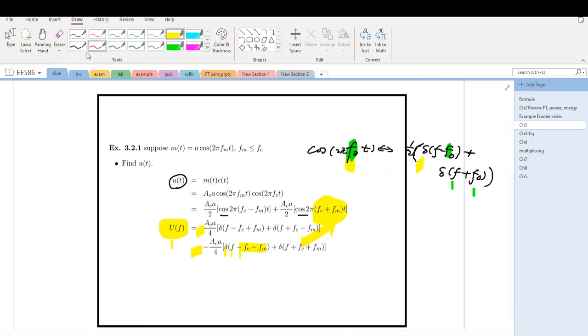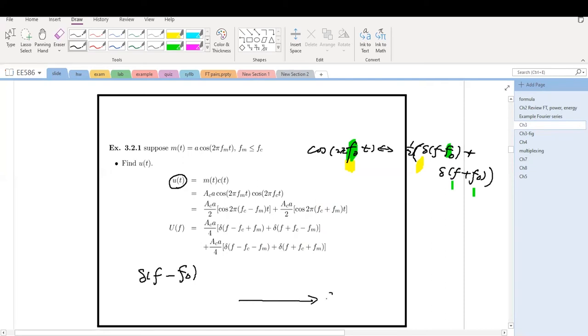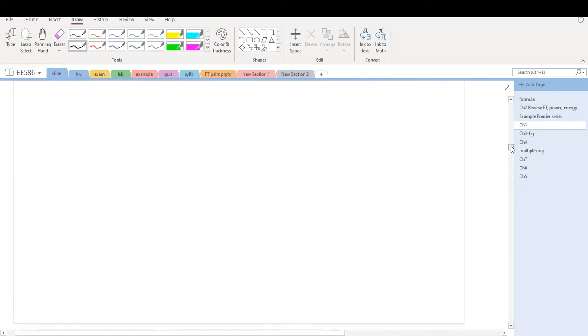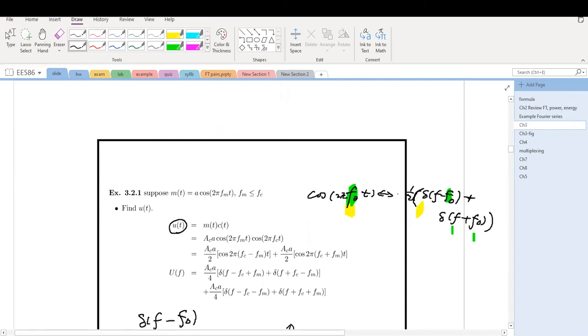Next, we want to plot. And remember this, delta f minus f naught: where the delta function is, that's f, and this is f naught. The delta function is here. What is delta f plus f naught? That will be f here, that's minus f naught, right? And for the cosine signal, there is a half here, so don't forget the scale there.